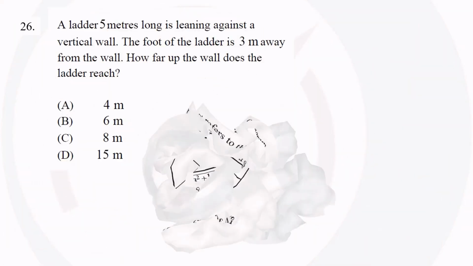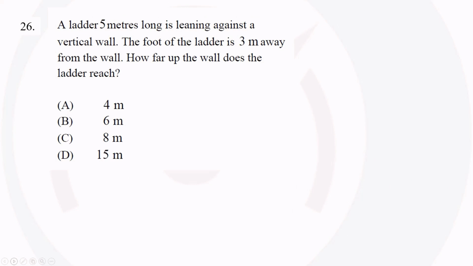Next question. A ladder 5 meters long is leaning against a vertical wall. The foot of the ladder is 3 meters away from the wall. How far up the wall does the ladder reach?